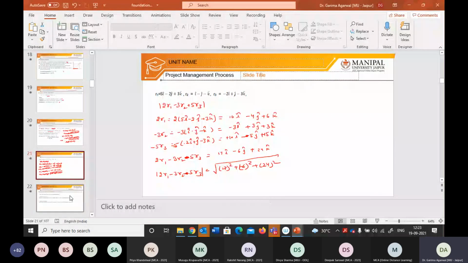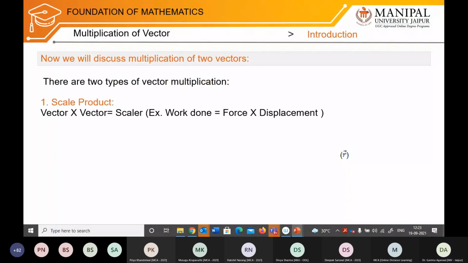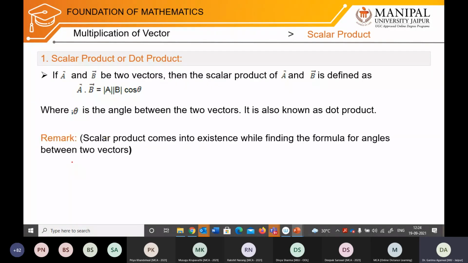So let's start with the multiplication of vectors. Here also we have two types of multiplication, that is scalar product and vector product. Clear? So let's discuss. I will not discuss these terms in theory; I'll discuss scalar and vector product through examples.